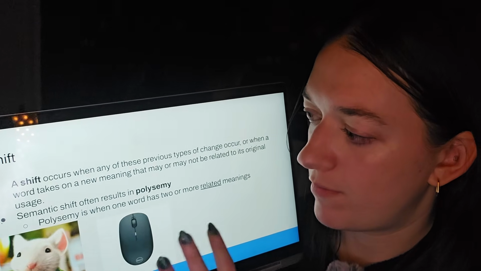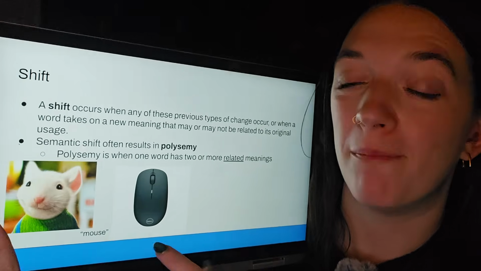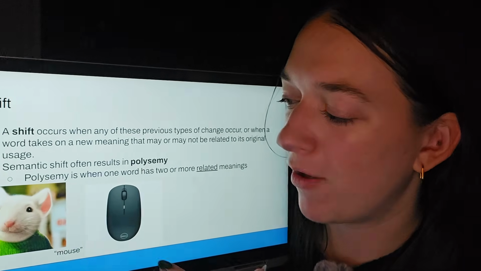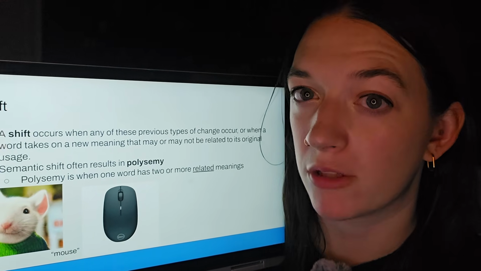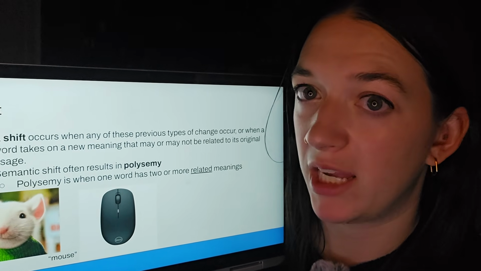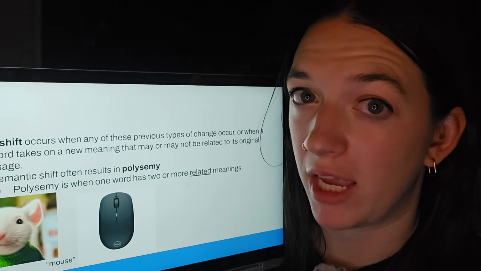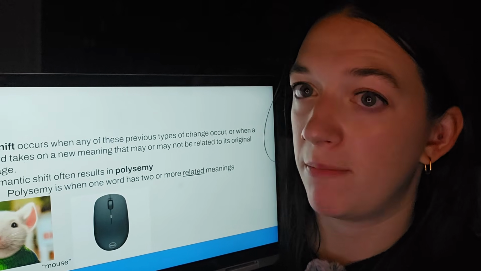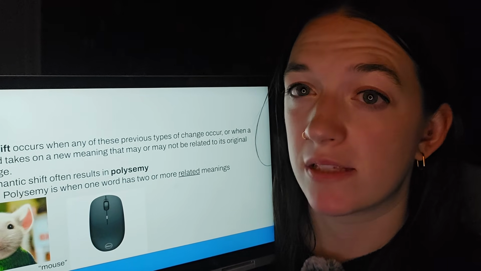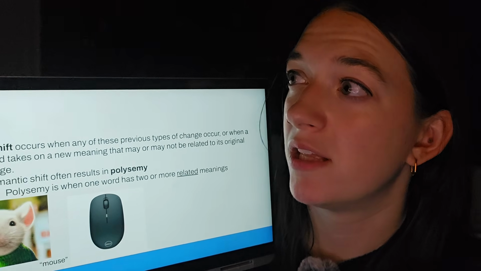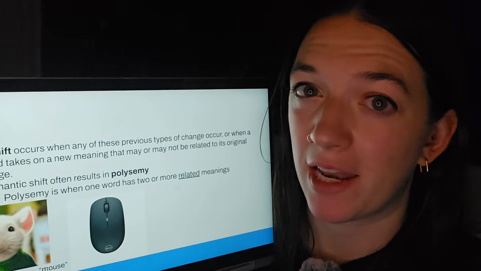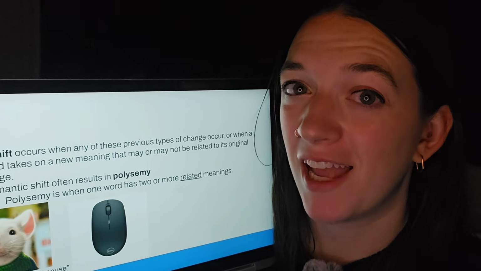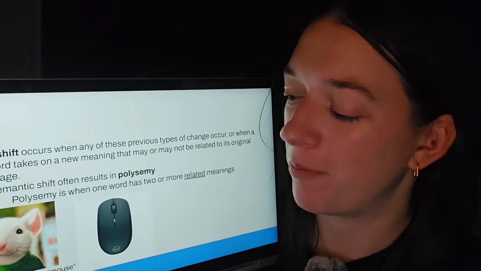Exactly. So for example, the word mouse may mean like a little fuzzy guy, or it could mean your computer mouse. A computer mouse was originally named because people thought it looked like the animal, and now they have related but different meanings. If someone says, I have 3 mice that I alternate between, you'd probably think they mean a computer mouse and not a creature.